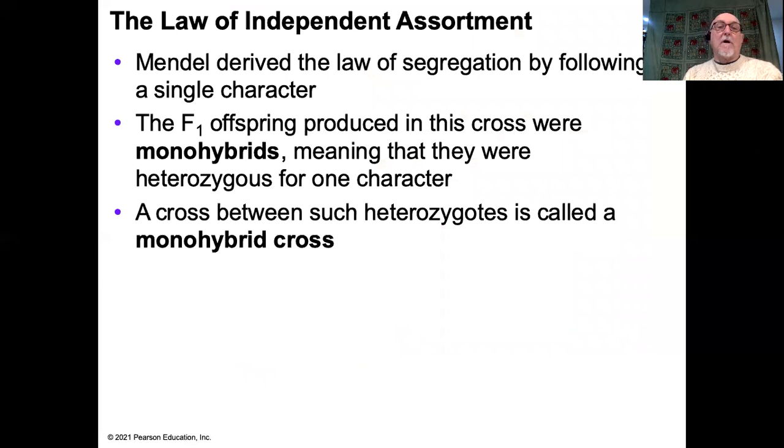So this law of segregation was derived by following a single character in the breeding experiments. When we're taking purple and white, wrinkled and smooth, green and yellow, and we're crossing them, the F1 hybrid is called a monohybrid, because we're looking specifically at one character. In that F1 generation, they were all heterozygous for one particular character. We say they are monohybrids. And then the F2 is a monohybrid cross.